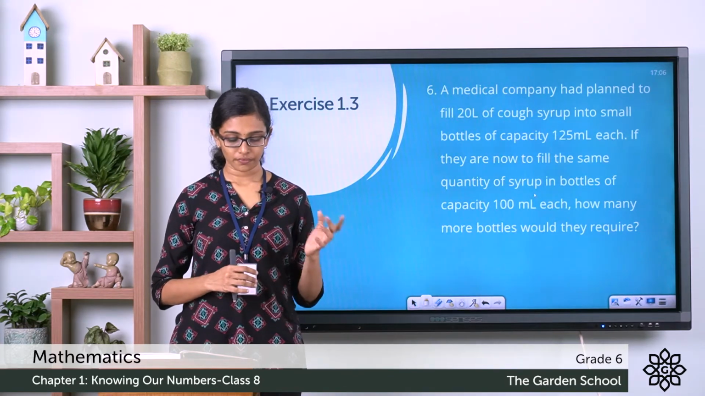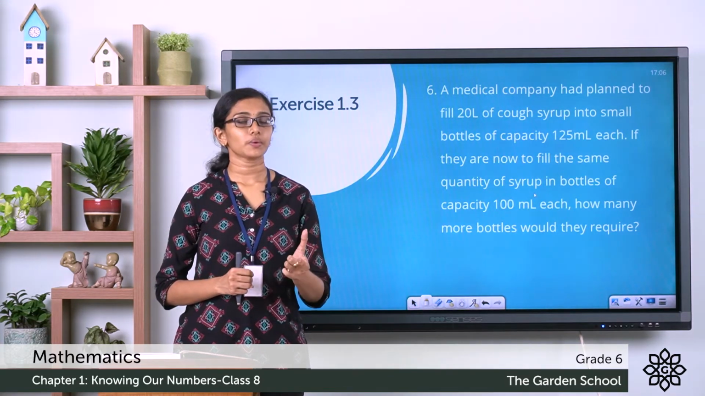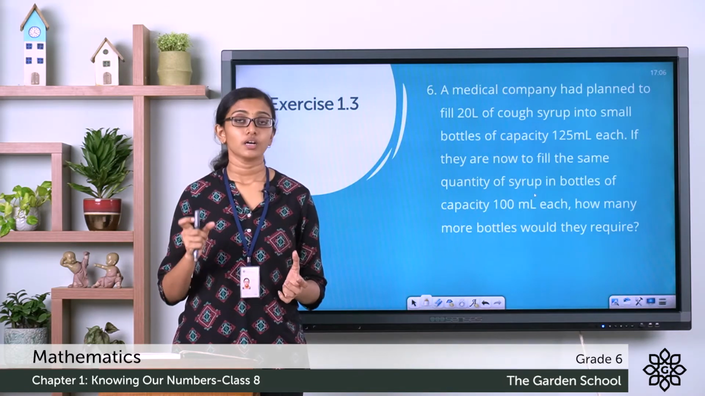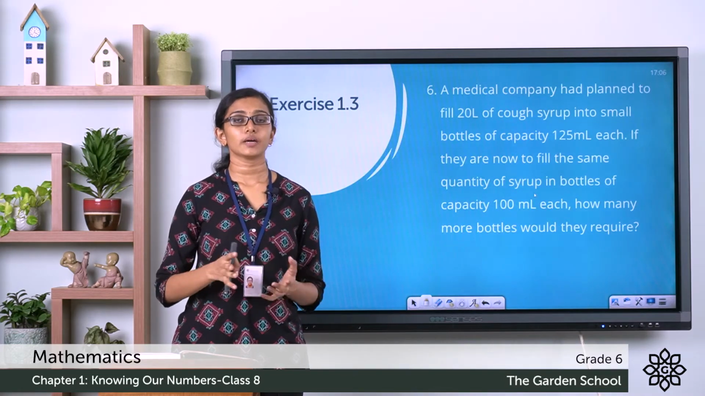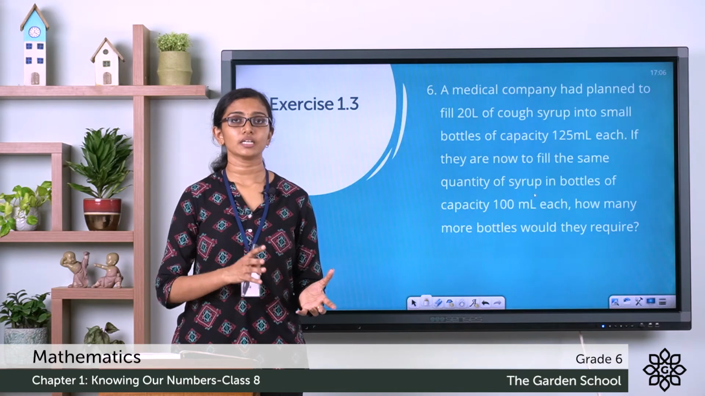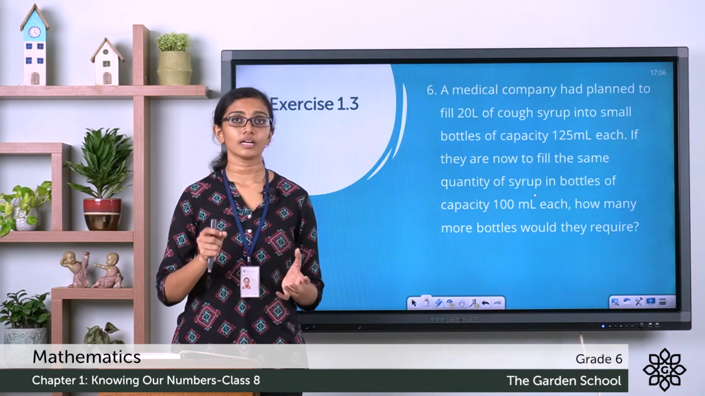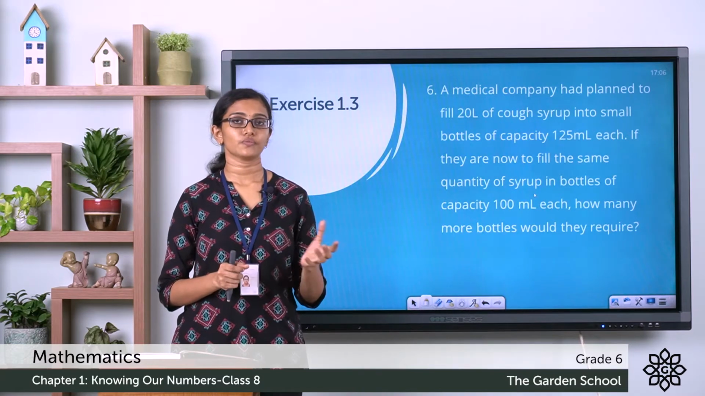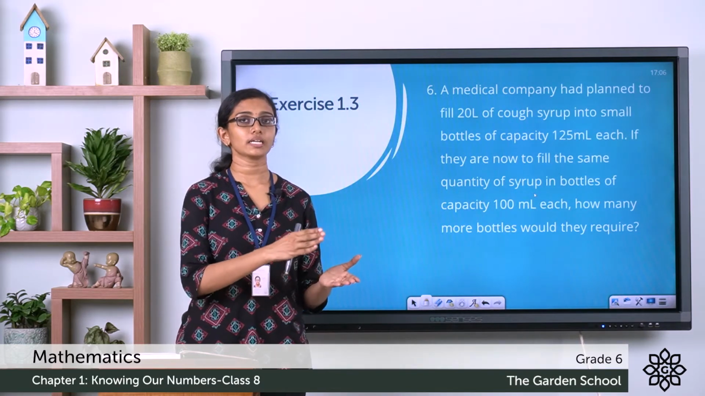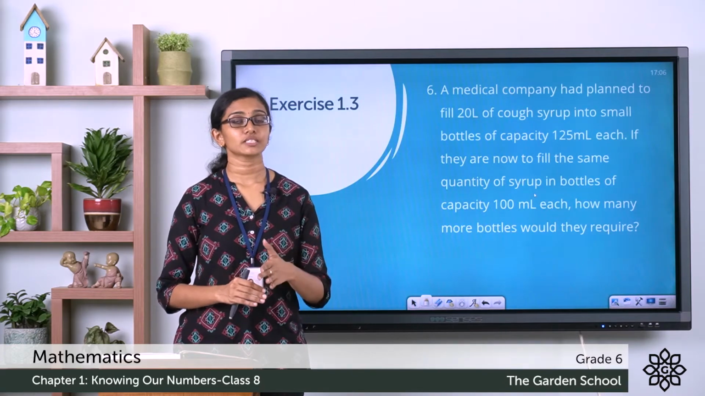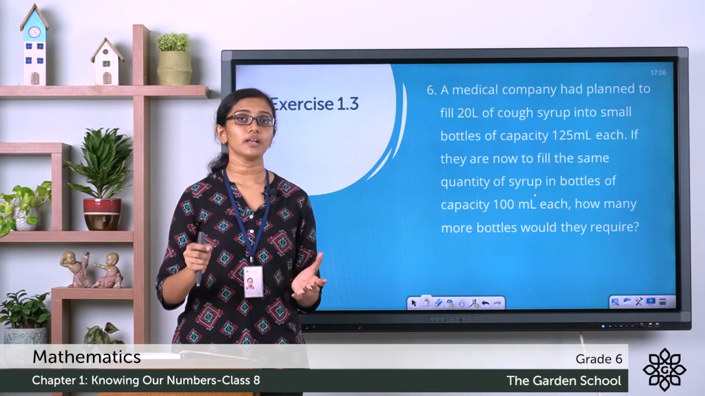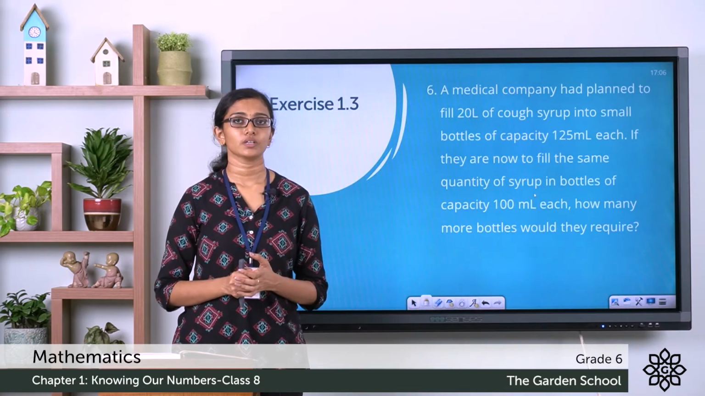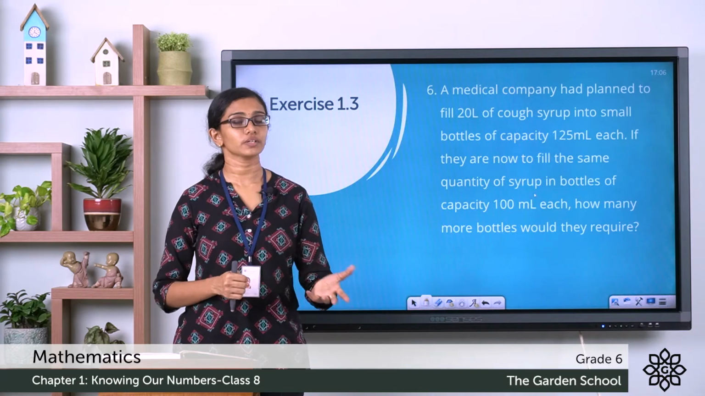So, what is the question? First, the medical company planned to fill 20 liters of syrup into bottles with 125 milliliter capacity each. Then, they are planning to fill this 20 liter into bottles with lesser capacity, that is 100 ml. So, first they plan to fill in bottles of 125 milliliter capacity, then they change their plans and plan to fill this into bottles of 100 milliliter capacity. So, these must be smaller bottles. So, obviously they will need more bottles than the first case.